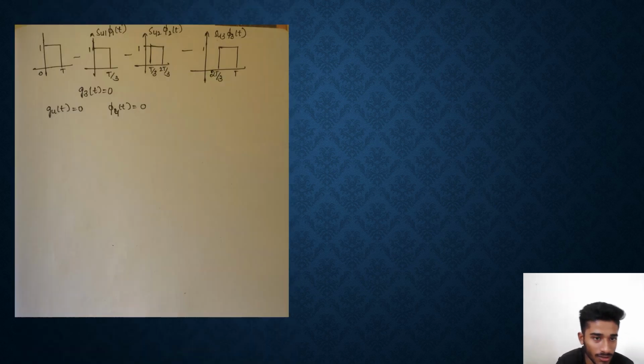As we can see in our final slide, we are proving that they are orthogonal, which is g4 of t is equal to 0, and psi4 of t is equal to 0.